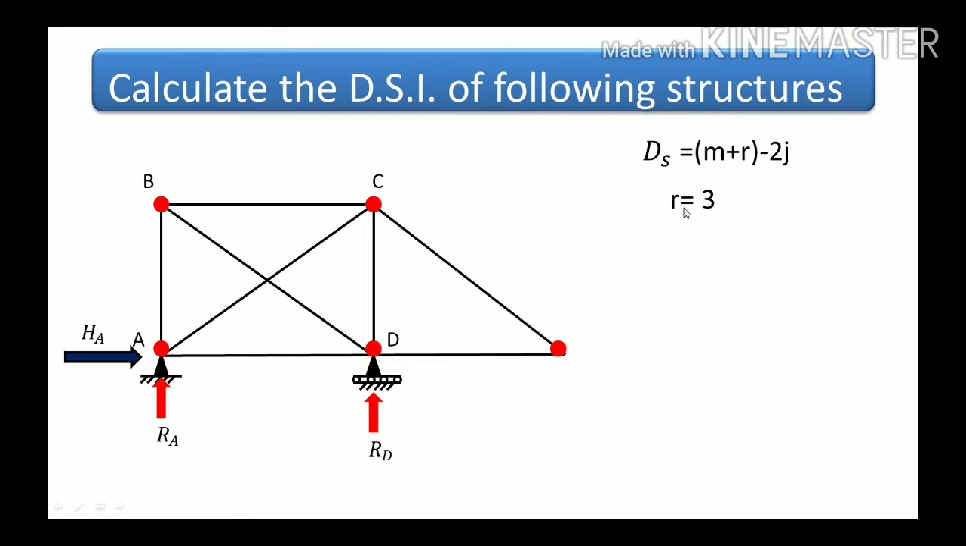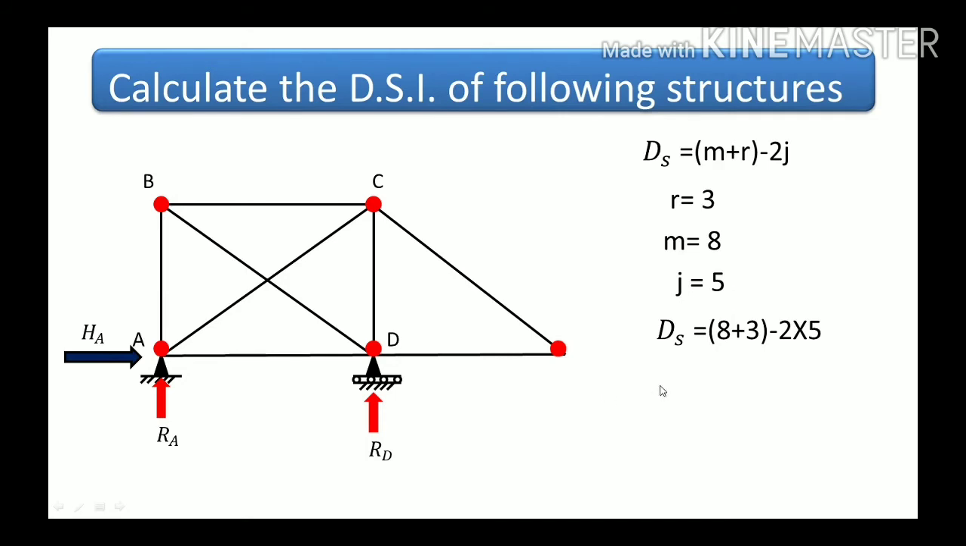So here R is equal to 3: HA, RA and RD. And M is equal to the number of members, that is 8: AB, BC, CD, AD, AC and BD. These are 6 members, then this CE and DE. So that becomes 8. Then J is equal to 5: A joint, B joint, C joint, D joint and this E joint.